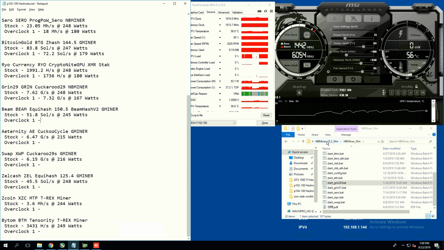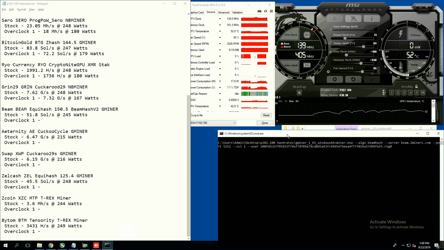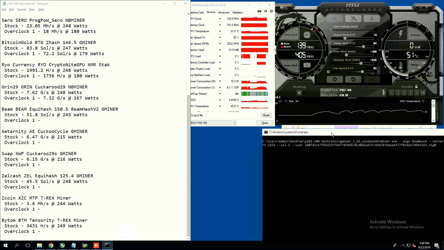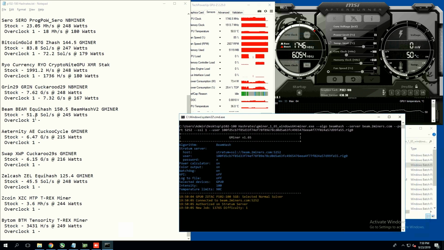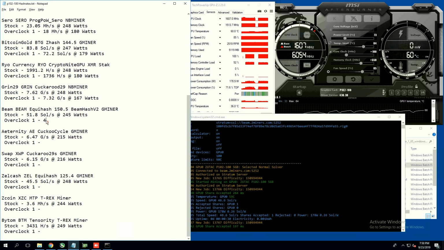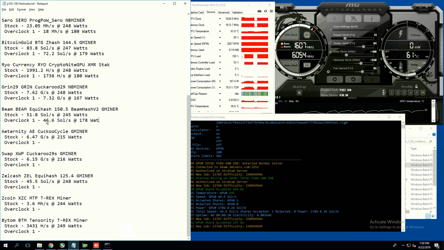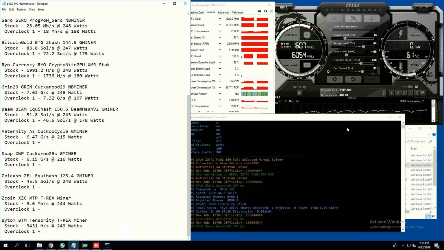Okay, next coin, we're going to do Beam. This is one of the profitable coins, I believe, for NVIDIA right now. So this should be pretty good. So stock, we're getting 51.8 sols at 245 watts. Now on the P102 at 73 power limit, we are getting 46.6 sols per second at 178 watts. So yeah, we've definitely got a better efficiency with 73 power limit.